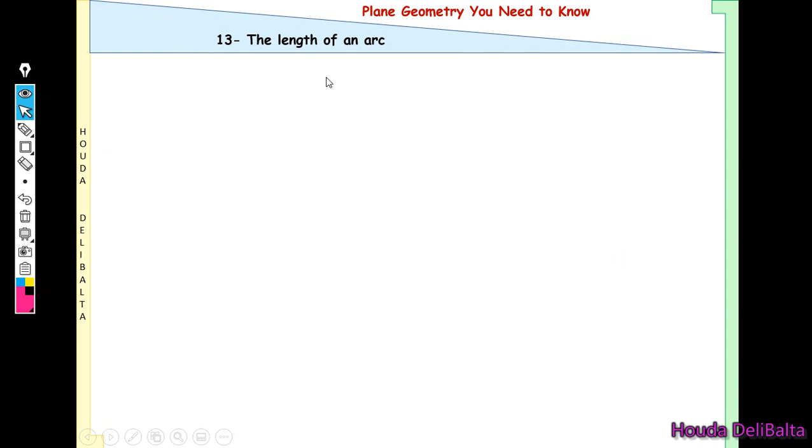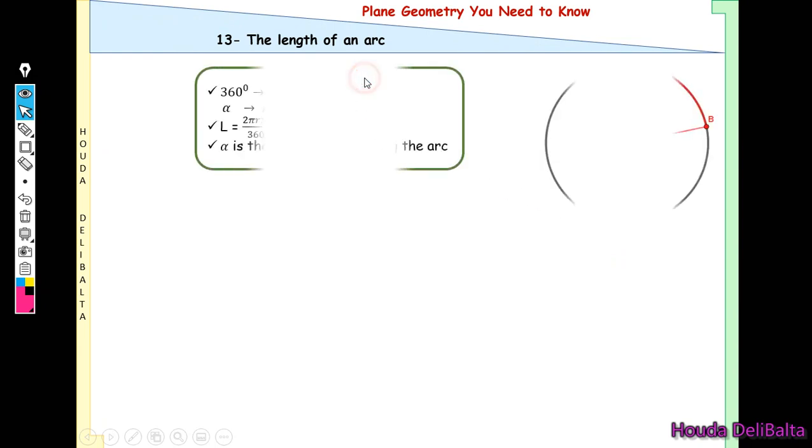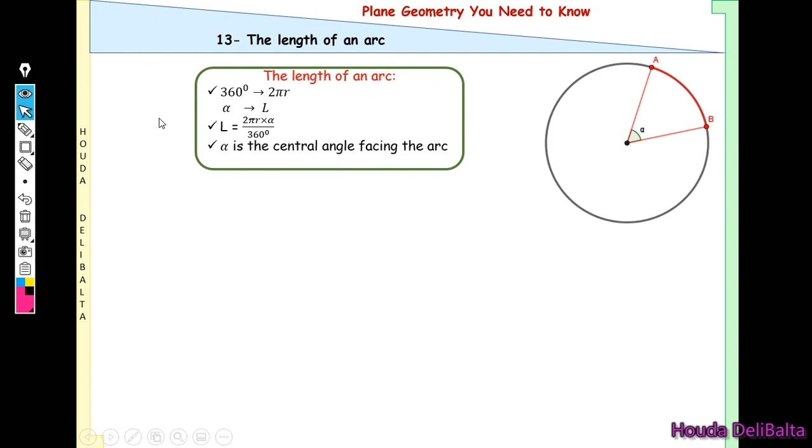Also, we are going to talk about the length of an arc. In a circle, if we have a circle of center O and radius R, and here is the arc AB, and here is the central angle AOB facing that arc. If we have the measurement of that angle, then we have the measurement of that arc in degrees. So to find the length of that arc, we use this property. 360 degrees, which corresponds to the measurement of the circle in degrees, corresponds to 2 pi r, which is the perimeter of the circle, or the length of the circle.